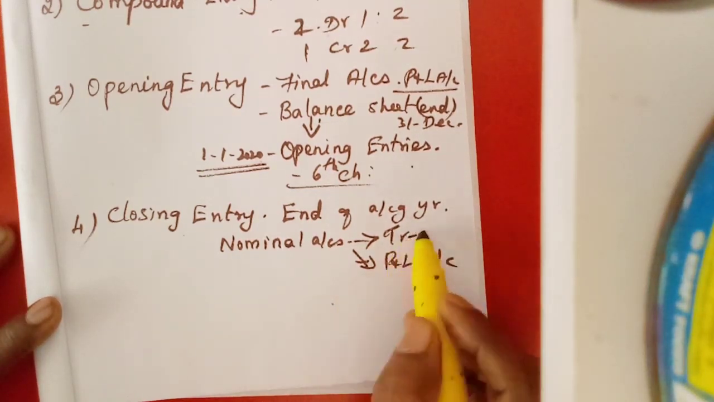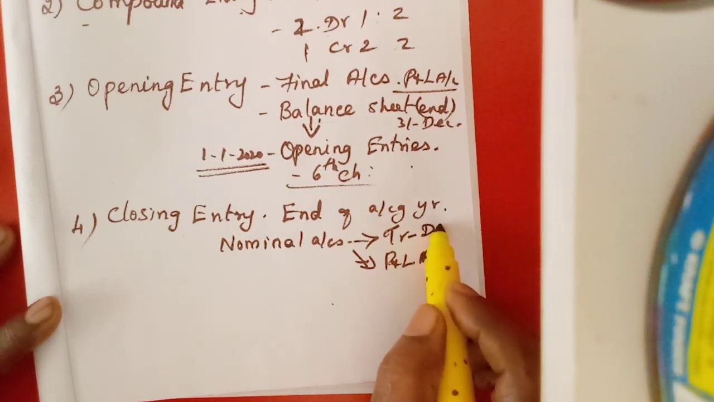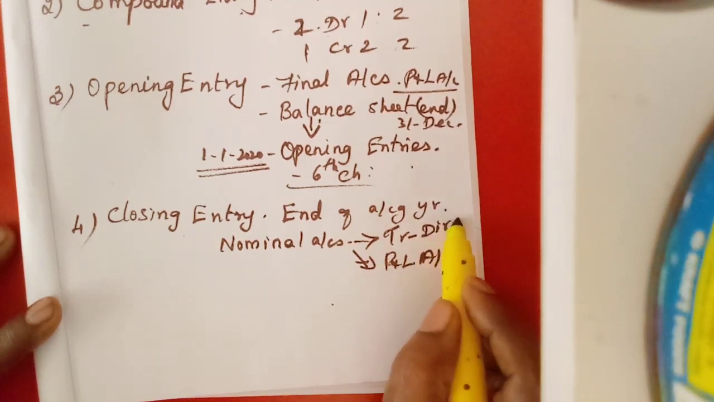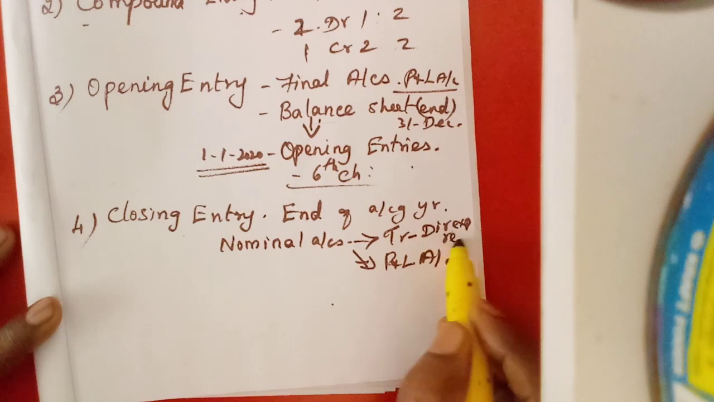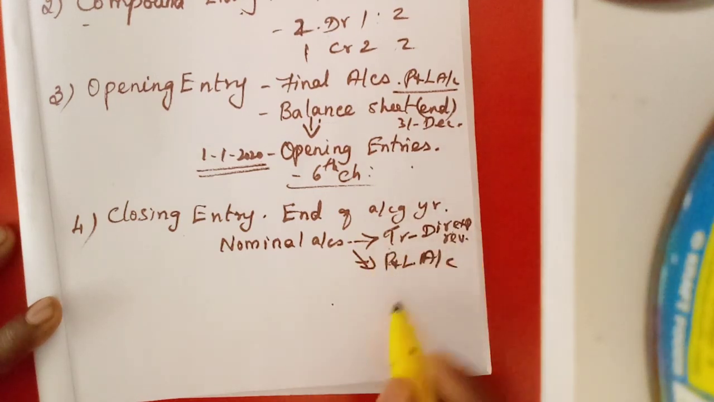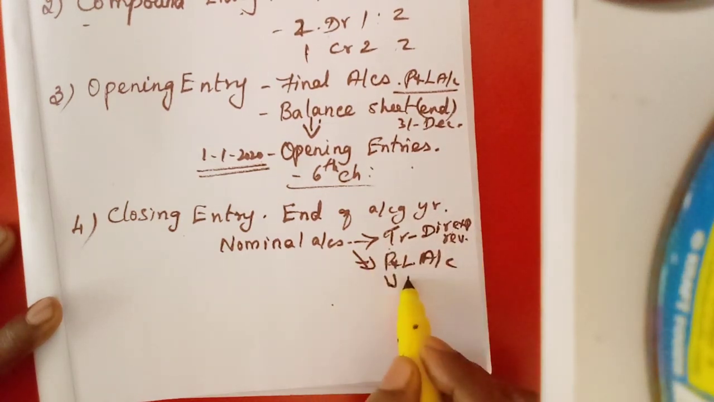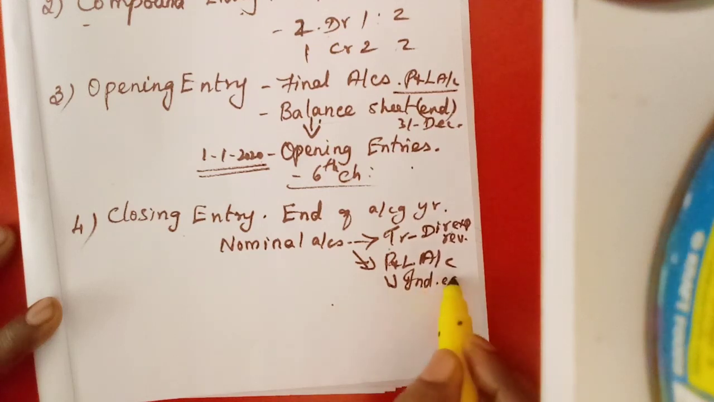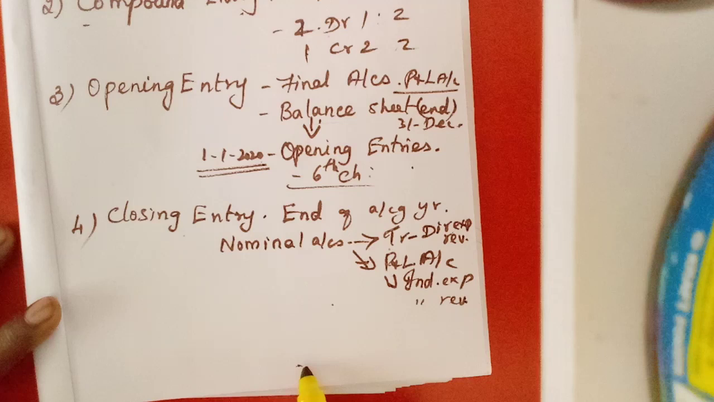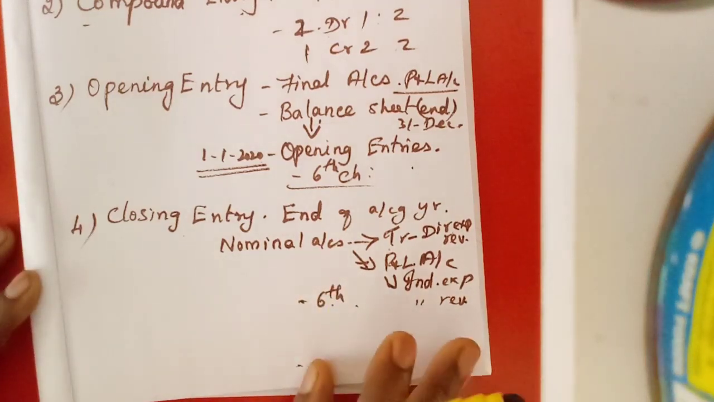Here all the direct expenses and direct revenue will be transferred to trading account. All the indirect expenses and indirect revenue will be transferred to profit and loss account. Understand? This one will be learned in the same lesson, 6th lesson.